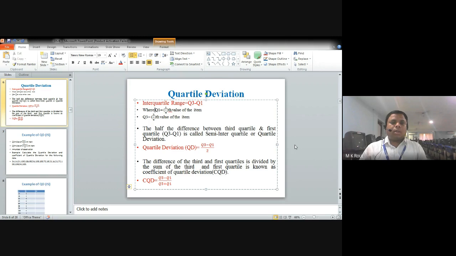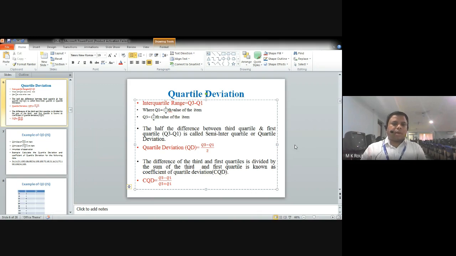Okay, I'll just repeat that one. In case of quartile deviation, half the difference between the third quartile and the first quartile is called the semi-interquartile range or quartile deviation. The formula is QD equals Q3 minus Q1 divided by 2.